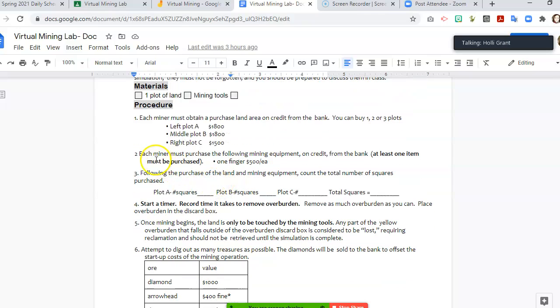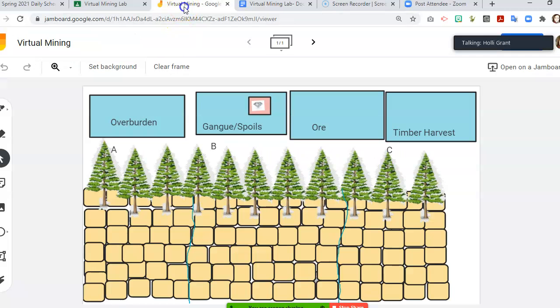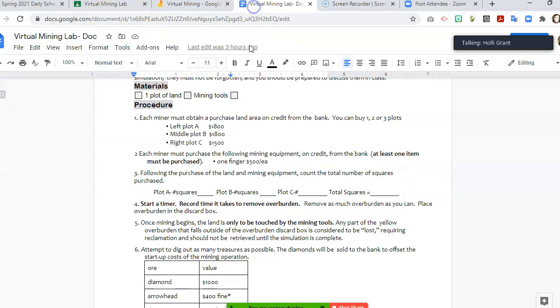Here's what I want you guys to do. Each miner must purchase one of the following things. On number 3, you have to decide right now: do you think plot A is going to have material on it? Plot B? Or plot C? I'm going to give you about 2 minutes. Go to your virtual mining and decide: am I only going to buy 1 plot, 2 plots, or 3 plots, and how many squares are in each of them? You have 2 minutes to fill that in.